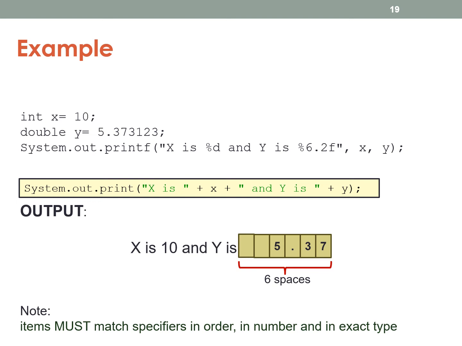To compare printf and print or println, in printf we have the specifiers, comma, and items. In print or println, we use plus sign to combine sentences and variables. But in this print method example, we cannot control the number of floating point directly. That's why we use printf.